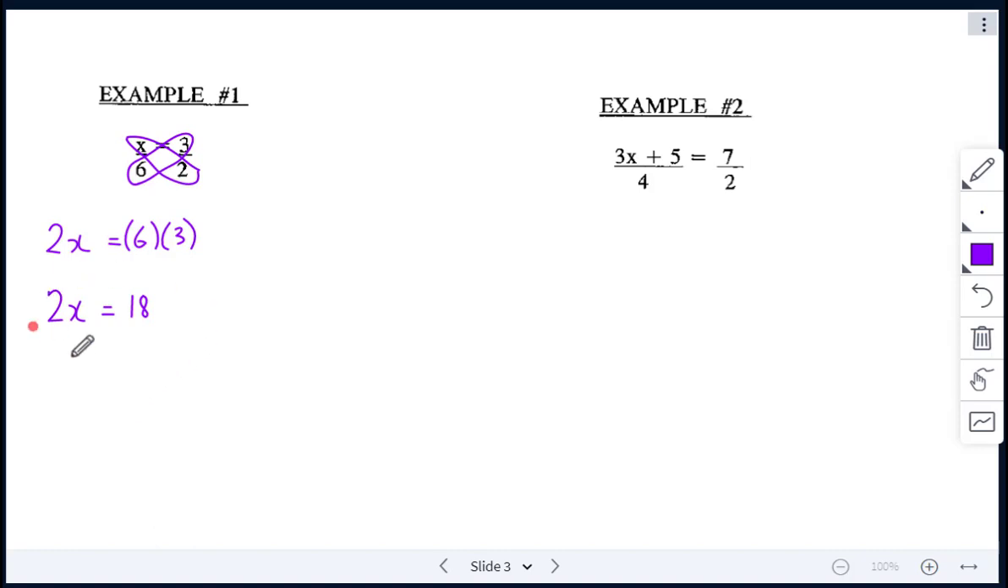And lastly, this just looks like a type 1 equation. We just have to divide by 2, and we end up with x is equal to 18 divided by 2, which is 9.